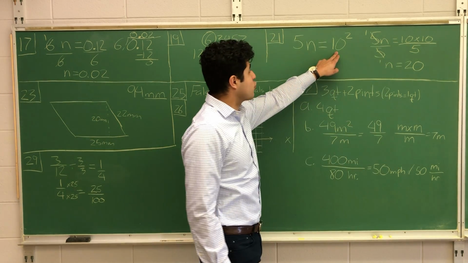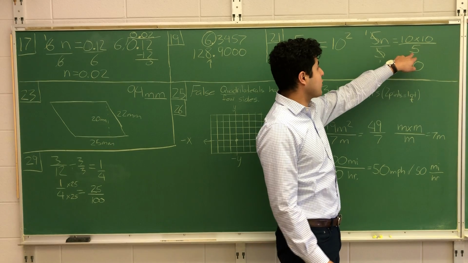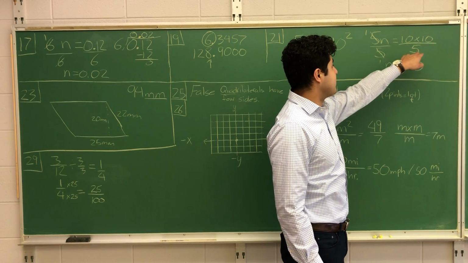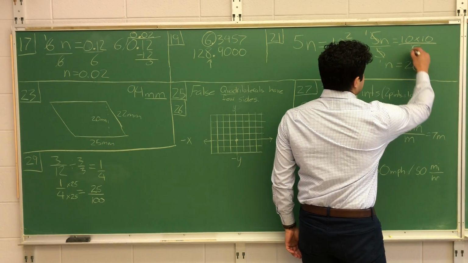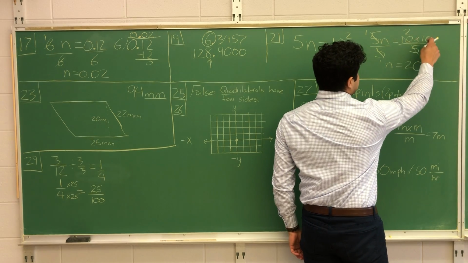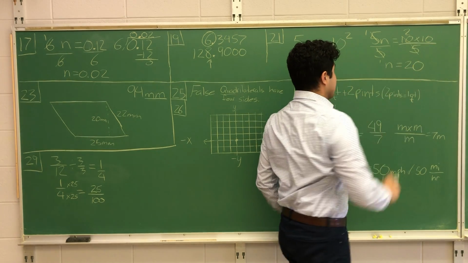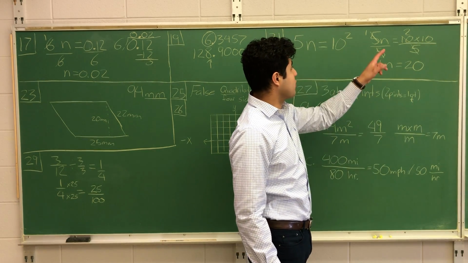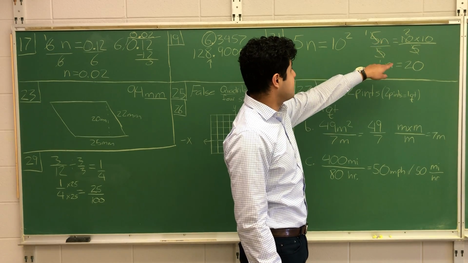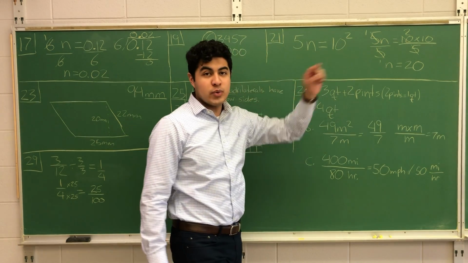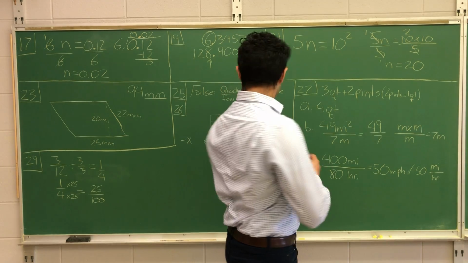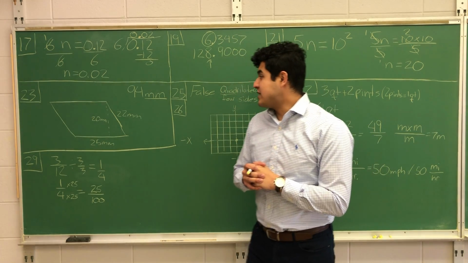And my 10 squared represents 10 times 10, so I went ahead and did that. So 10 times 10 over 5. 5 goes into 10 two times evenly. I multiply those. 2 times 10 is 20. So n equals 20. If we were to multiply 5 times 20, it would equal 10 squared. All right, now let's move on to problem number 23.